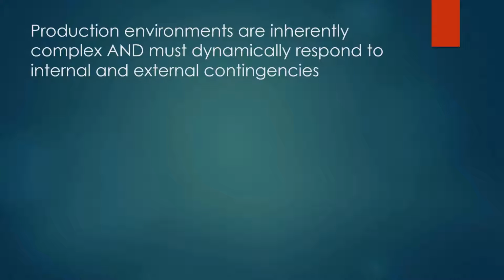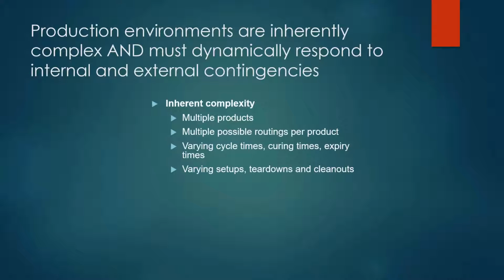Production environments are inherently complex and must dynamically respond to internal and external contingencies. That's three things. The inherent complexity and the internal and external contingencies. Let's break it down. The inherent complexity derives from the fact that in a modern manufacturing line, the facility must produce multiple products. There may be multiple possible routings per product.